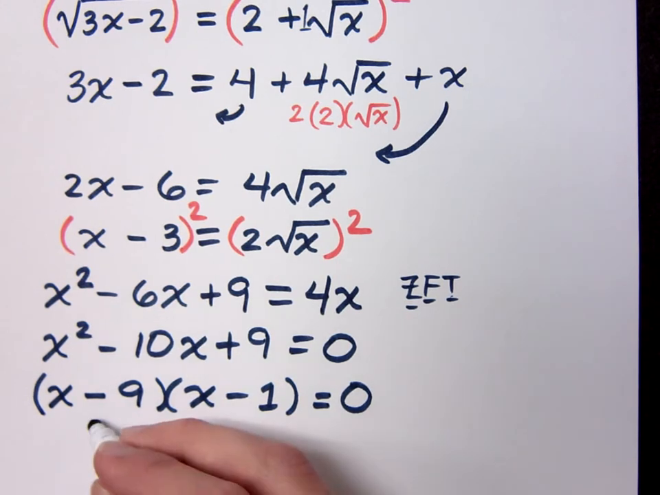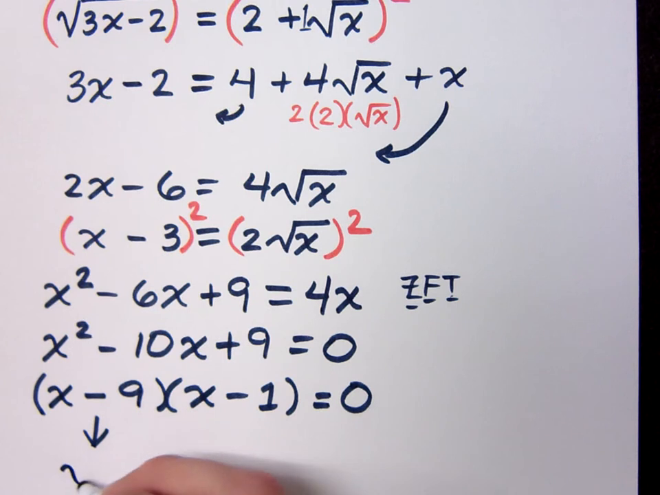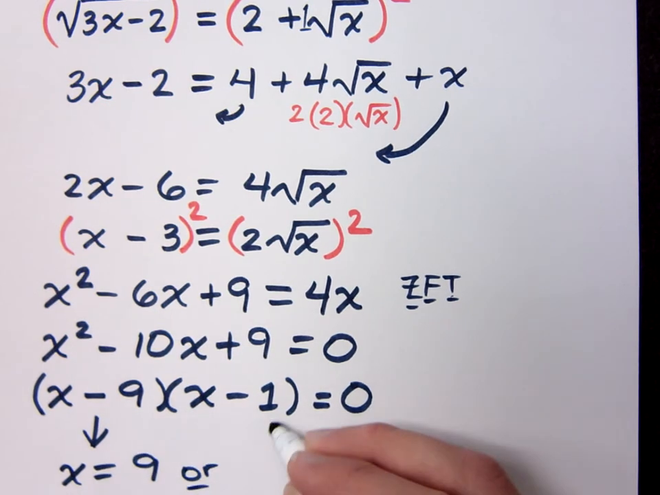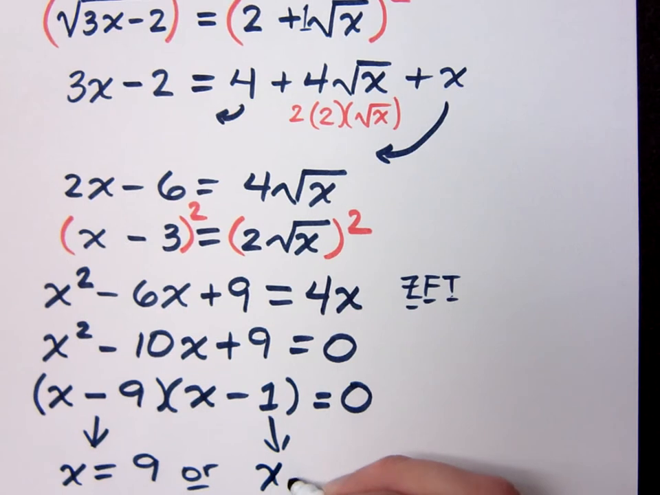So x minus 9 means x equals what? 9. Or x equals 1. And then you have to check. I don't box it yet because I have to check these against the original equation. Always go back to the original.